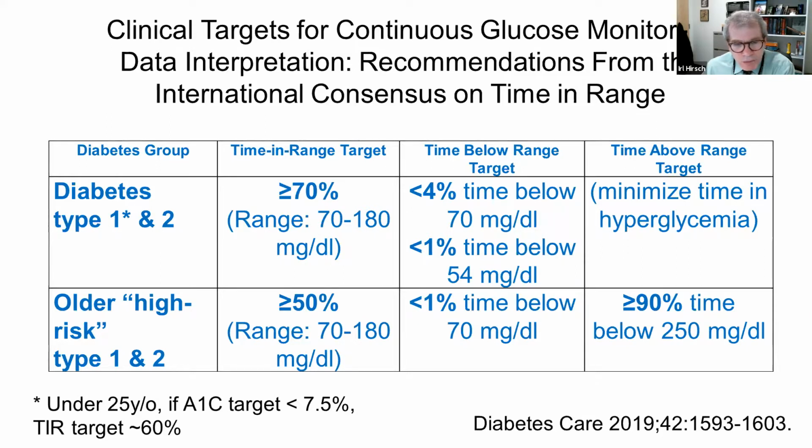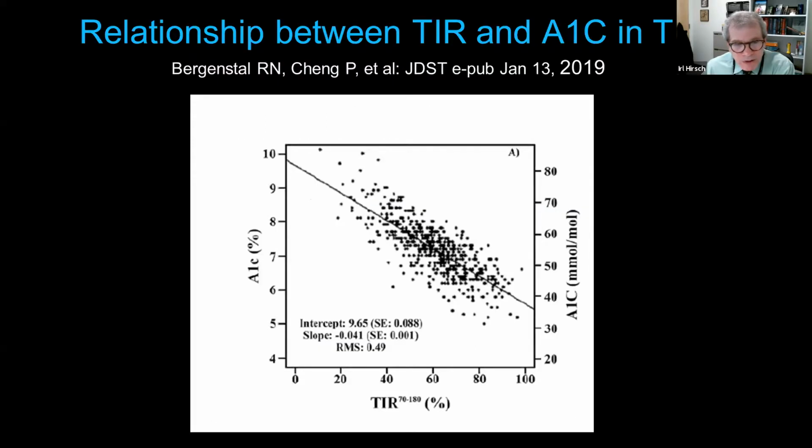And if you want to learn more about our targets for time in range, I really encourage you to go to that reference. This was an article that was published recently, looking at a variety of different studies in type 1 diabetes and looking at time in range as it compares to hemoglobin A1C. And I want to show you that for an A1C of 7%, that would be a time in range of right about 70%.